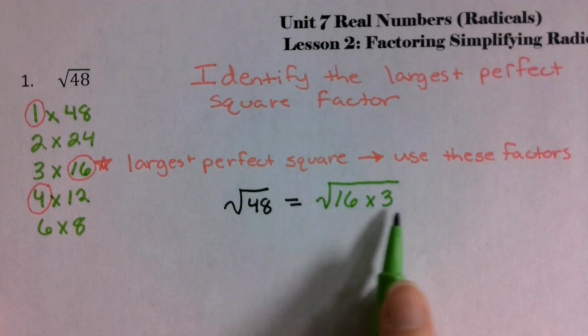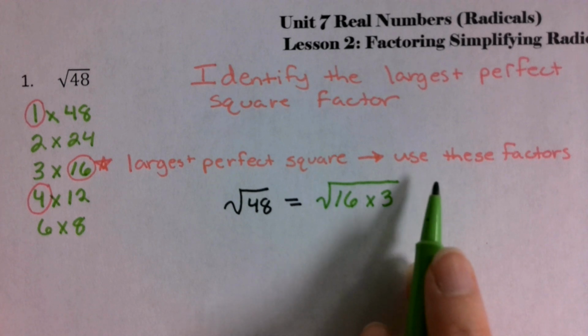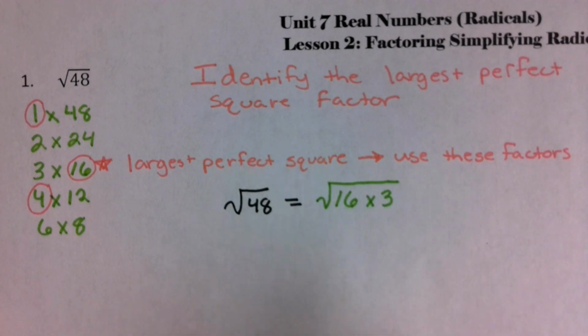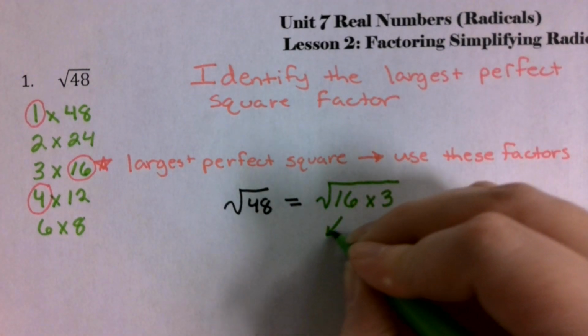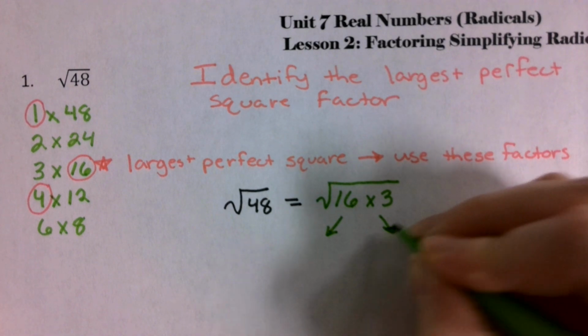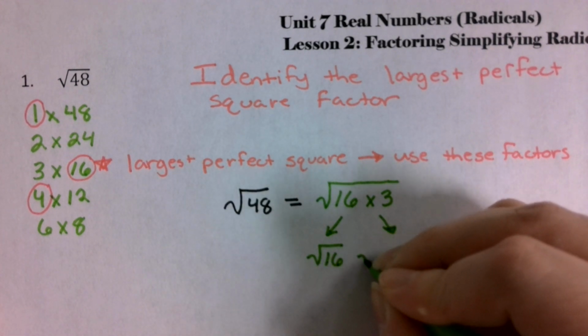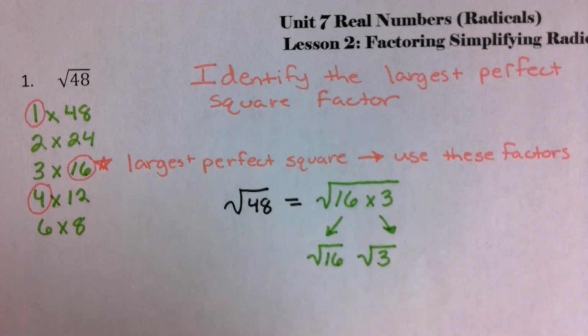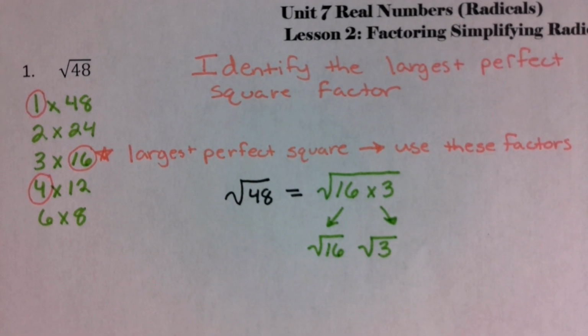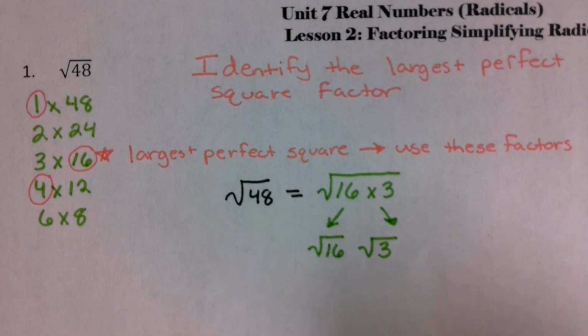Now, even though it's underneath one radical symbol, I can actually split them apart, separating them. I can say square root of 16 and then square root of 3. When I place them side by side, this does indicate that it's a multiplication.